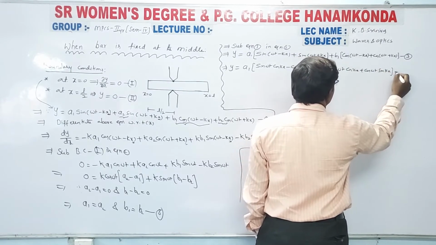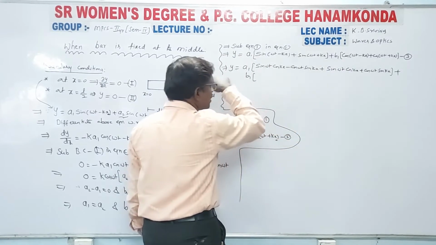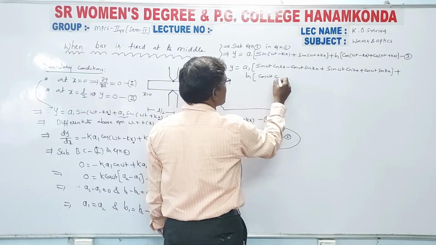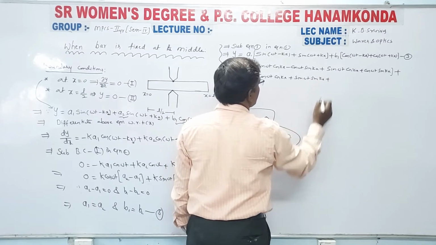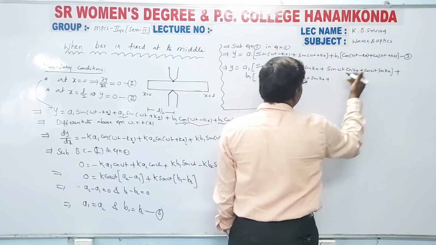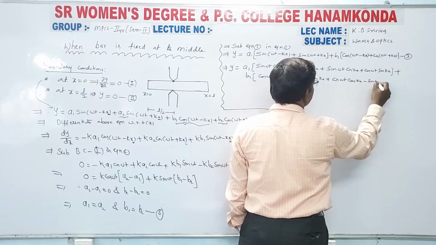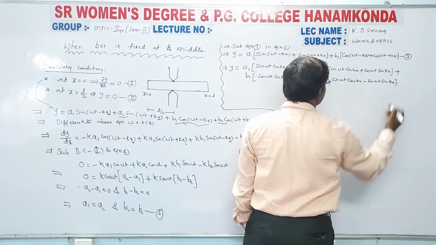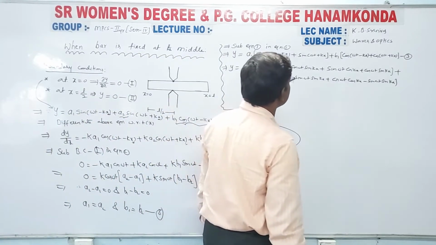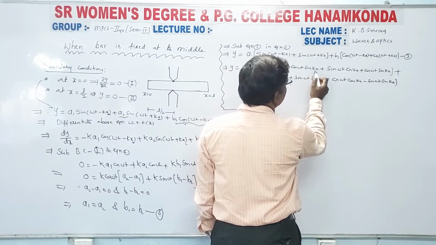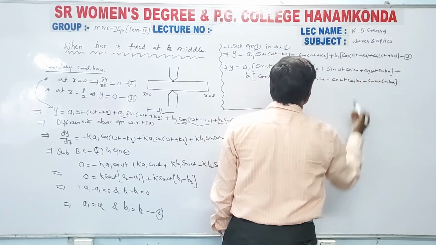Coming to the second term, that is plus b1 of cos of a minus b. Cos of a minus b can be expanded as cos a cos b plus sin a sin b. Similarly, cos of a plus b can be expanded as cos a cos b minus sin a sin b. Is that clear? Right. So which terms may be cancelled? This is minus cos ωt sin kx, and this is plus cos ωt sin kx. These two terms will be cancelled.